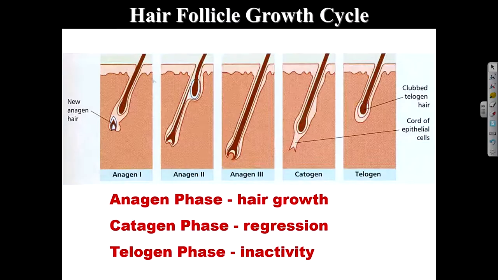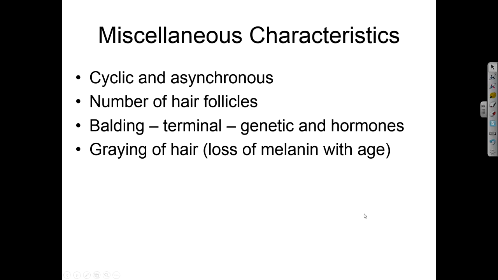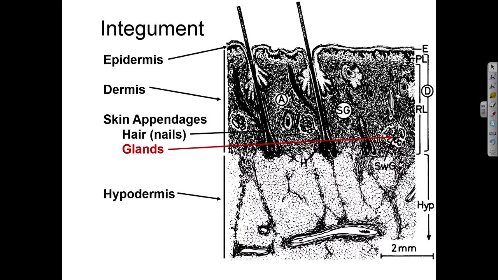Okay, so there are different phases of hair growth. They talk about anagen, catagen, telogen. I just mention them here. Miscellaneous characteristics: hair can grow either cyclically or asynchronously. There are variations in the number of follicles between people. People become partially or completely bald. This can be genetic and hormonal. Hormonal because men tend to get bald more so than women, but women can also have thinning of hair. And then, of course, hair gets gray as you get older, and that's because there's a loss of melanin from the melanocytes as people get older, so you don't get as much pigmentation in the hair.